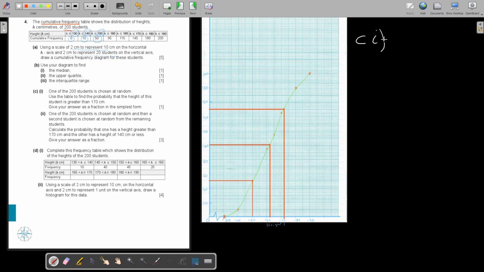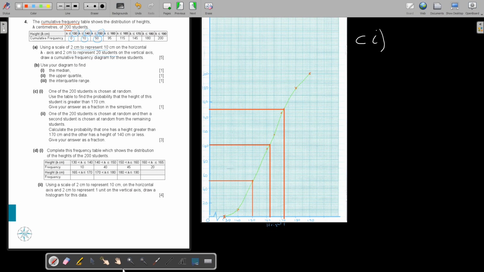Well, and this is now combining with probability. So I like doing that. One of the 200 students is chosen at random. Use the table to find the probability, and they say the table, not the graph, that the height of this student is greater than 170.